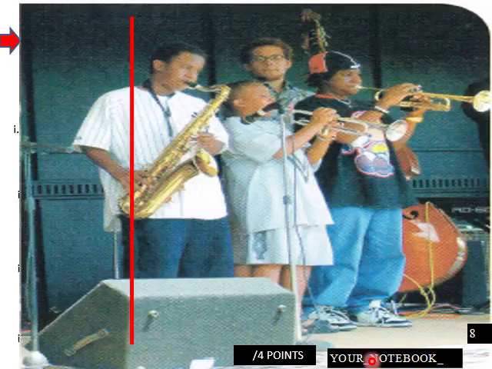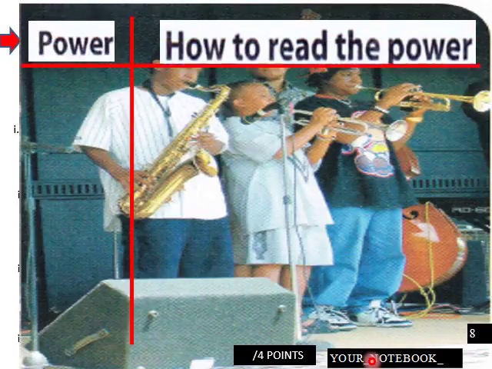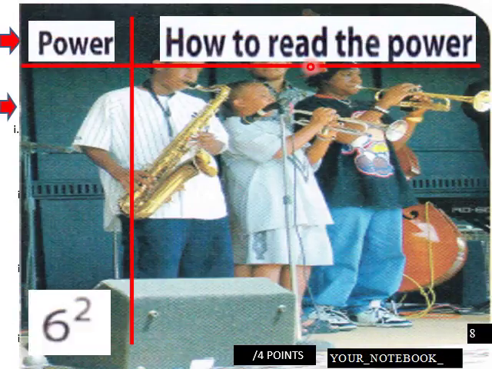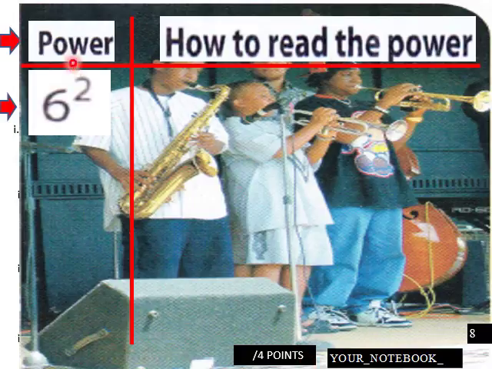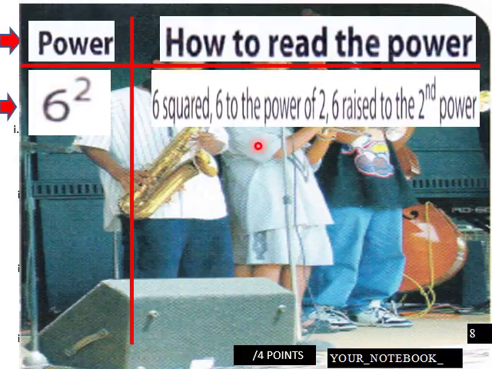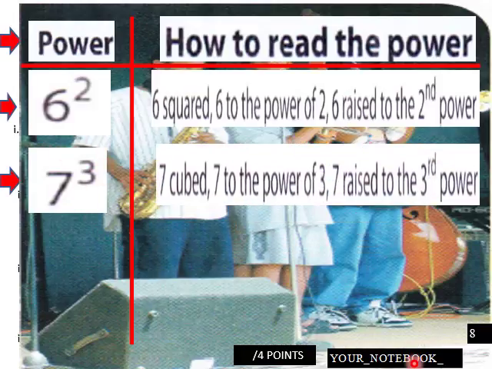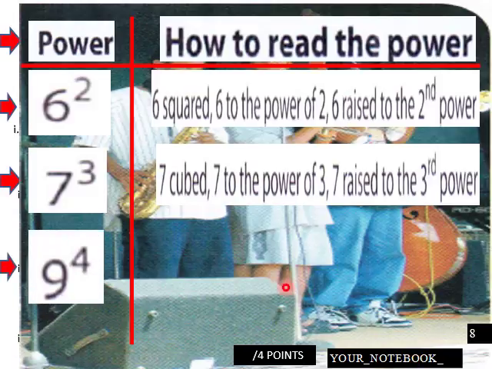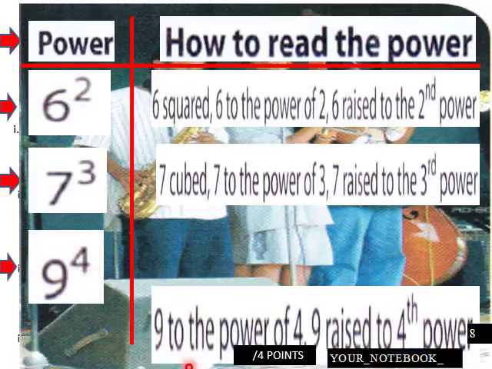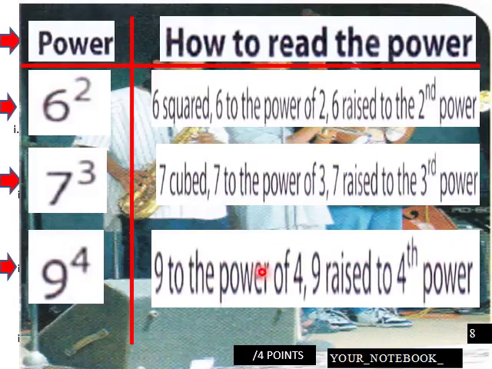Notebook, page 8. We have a table here: power, and how to read the power. 6 squared, how do we read that? 6 squared, 6 to the power 2, 6 raised to the 2nd power. How would you read this? 7 cubed, 7 to the power of 3, 7 raised to the 3rd power. And then 9 to the 4th: 9 to the power of 4, 9 raised to the 4th power.